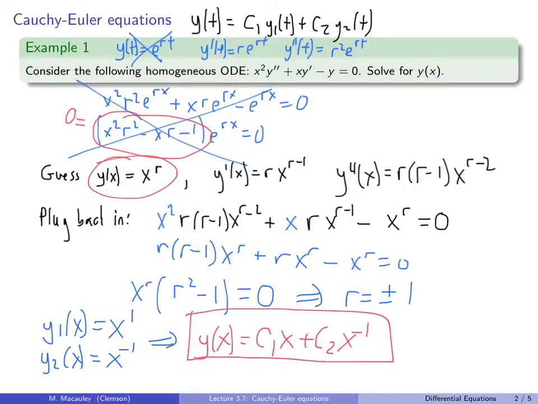Take a moment to think about why that worked. It all came down to the fact that for every derivative of y here, think about if you have a solution x to the r, when you take a derivative you lose a power of x, but you gain it right back because y prime is coupled with this x, and y double prime is coupled with this x squared.